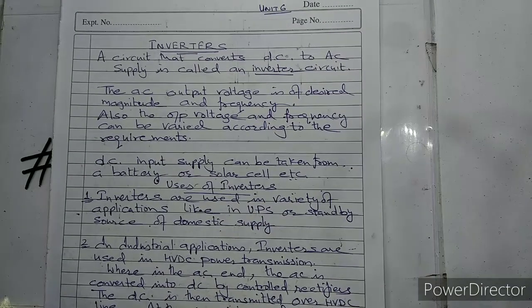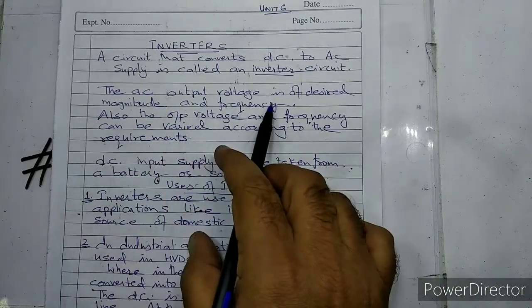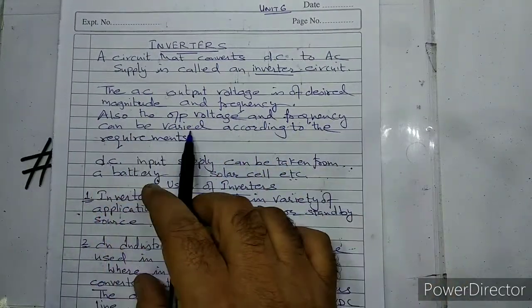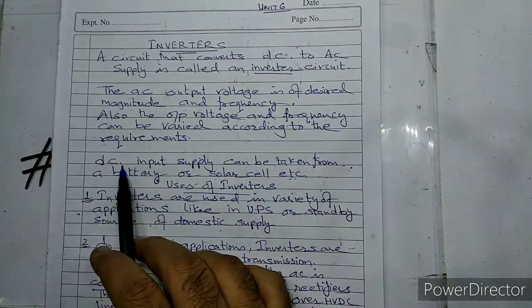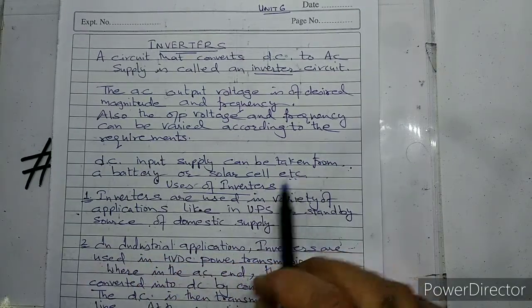Now, the AC output voltage is of desired magnitude and frequency. Also, the output voltage and frequency can be varied according to the requirements. DC input supply can be taken from a battery or a solar cell, etc.